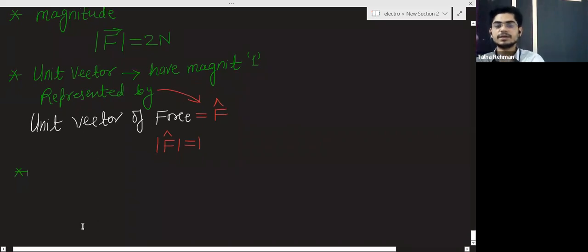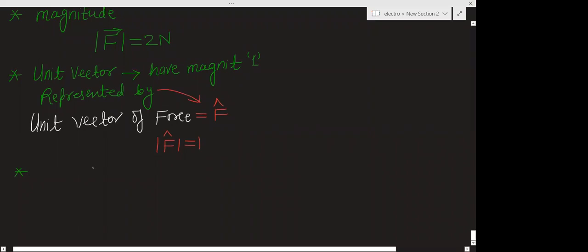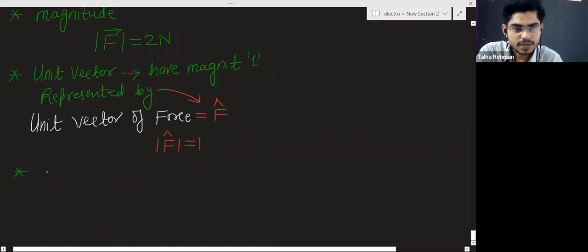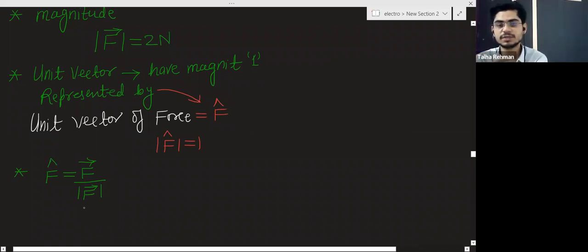And there is another way to calculate the unit vector. For the force, if I want to calculate the unit vector of force, I write the value of that vector and divide that vector by the magnitude of that vector. Actually, these are all different things. If you say, sir, you have written F and F, but here is a mod in the F, here is an arrow in the F, here is a cap in the F. So these have different meanings.